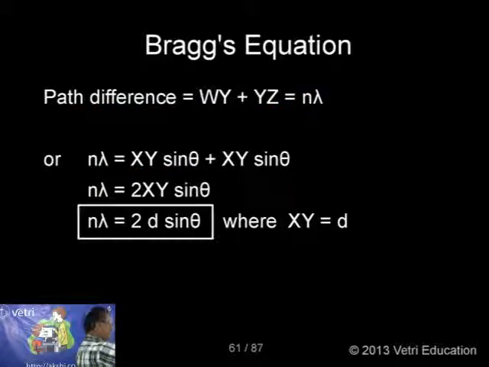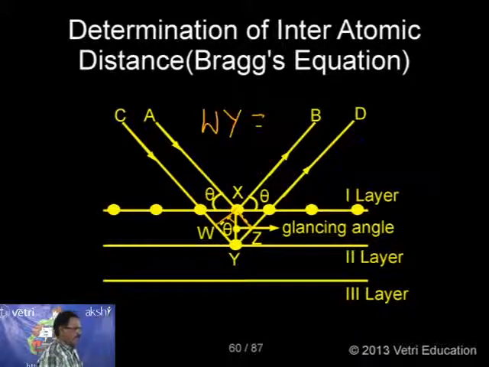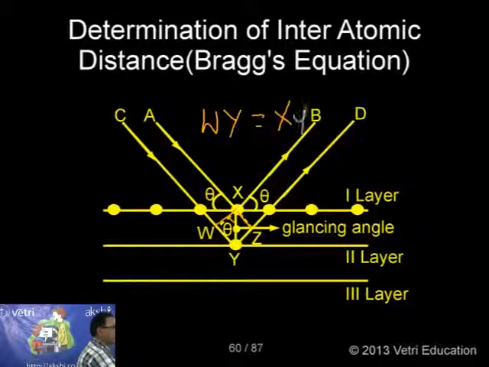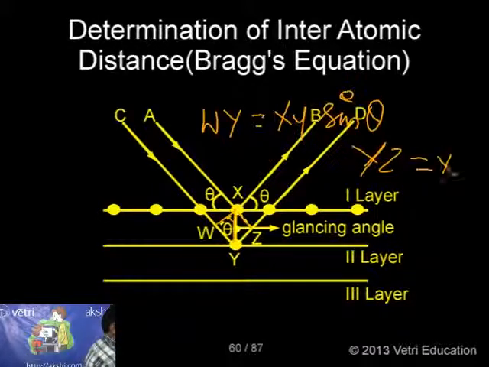Let me explain with this diagram, so you can remember. In this, draw a perpendicular line here, and here also draw a perpendicular line. Correspondingly, this will be theta, this will be theta. So what I can now write, WY here is nothing but xy sin theta in the first case. If you consider this triangle, xy sin theta. Same way, if you consider this one, YZ is again xy sin theta.